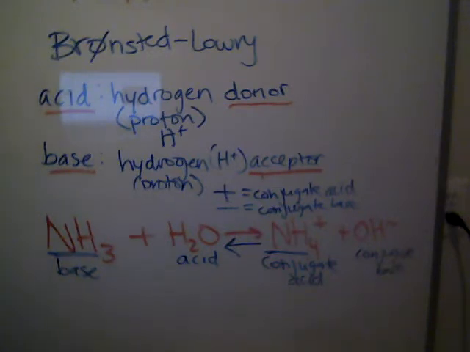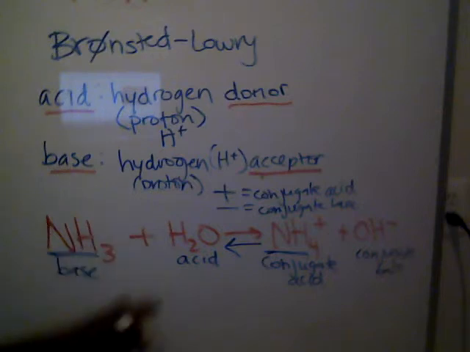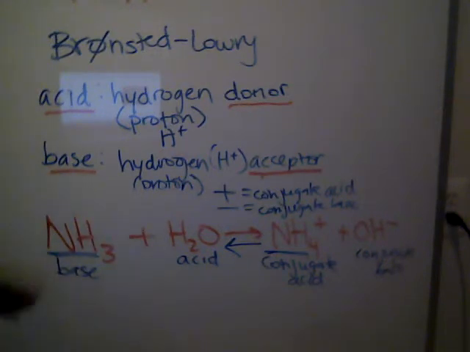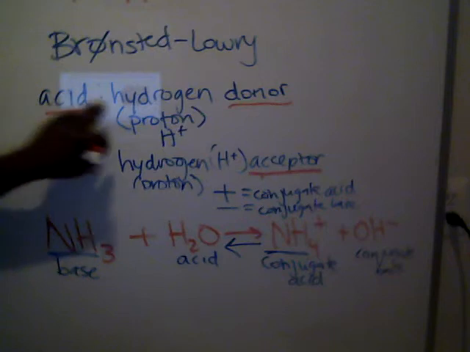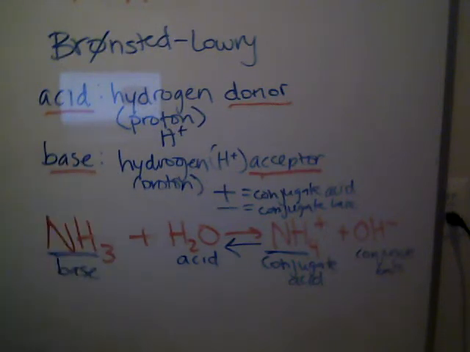They would definitely, on a question, let you know whether you're using Arrhenius' definition or Bronsted and Lowry's definition to figure out what an acid is and what a base is. But Bronsted and Lowry's definition of an acid and a base as a hydrogen donor and a hydrogen acceptor is the definition that we usually go with in chemistry, kind of the go-to definition.